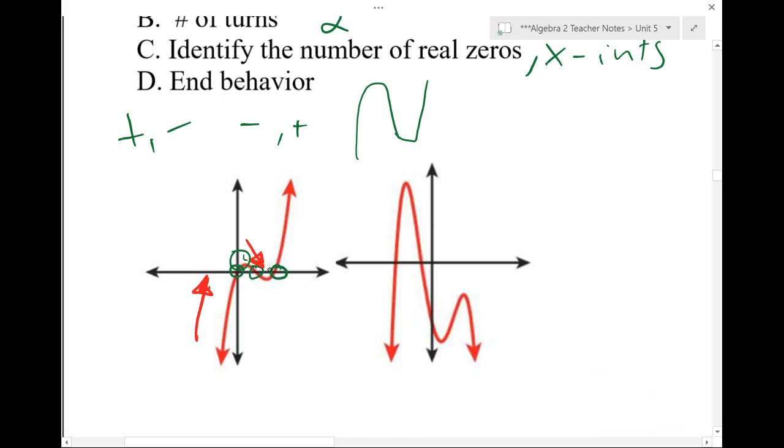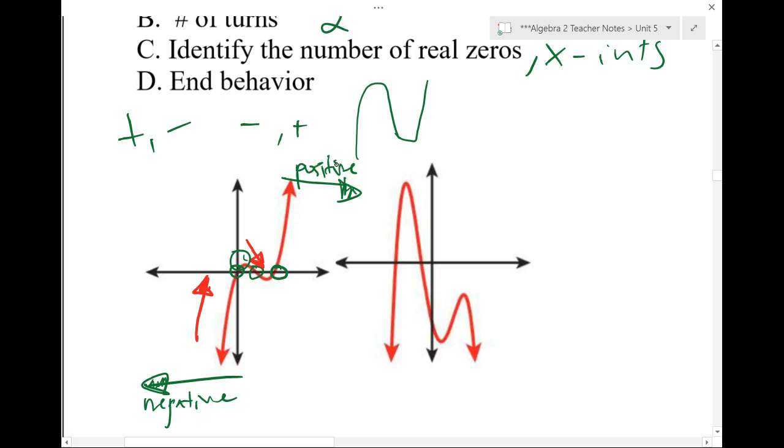Okay, and then the end behavior is just what is our graph doing as it goes to the left, and what is our graph doing as it goes to the right, as far as the y values go, not the x values. Well, as it goes to the left, it's going off in the negative direction. And as it goes to the right, it's going in the positive direction because it's going up.